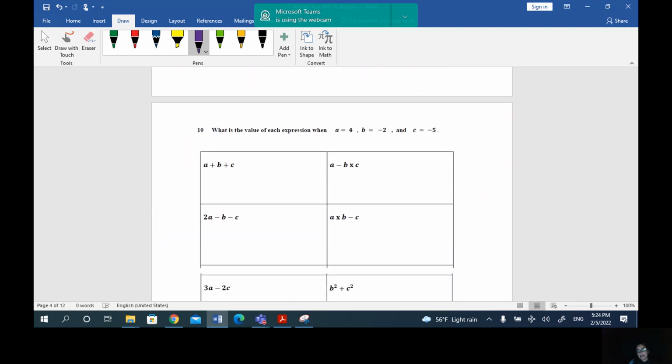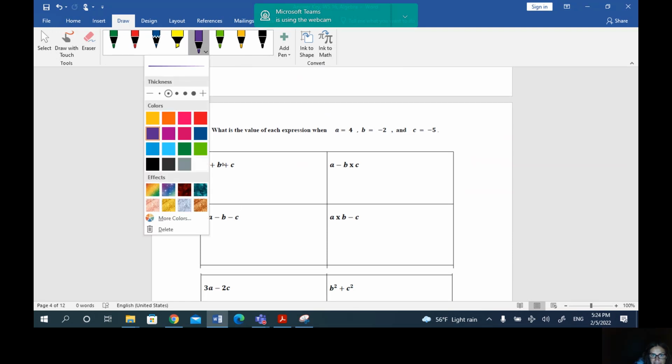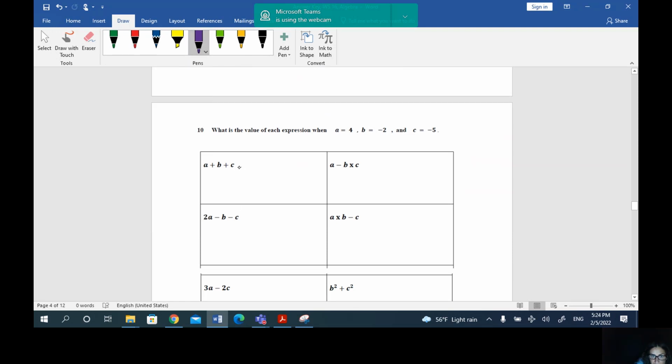Okay, the third skill in algebra is substitution. So let's substitute the values as they are given to us in the question. So if A is equal to 4 and B is equal to negative 2 and C is equal to negative 5, what is A plus B plus C? We're going to replace the A here with 4, plus the B, which is negative 2, so 4 plus negative 2, plus the C, which is negative 5.